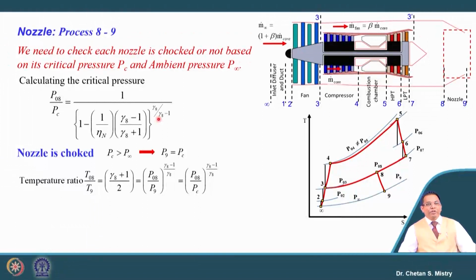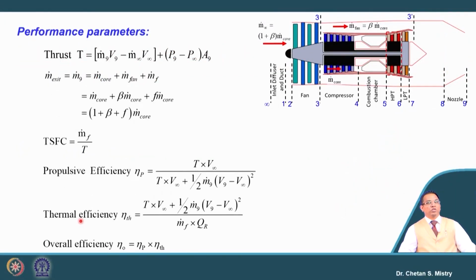Based on the temperature ratio correlation, we can calculate the static temperature, and from that static temperature we will calculate our exit velocity. Be careful here, this is gamma, and here R is also R8 and T9. Based on all these parameters, we will reach the calculation of the performance parameters.